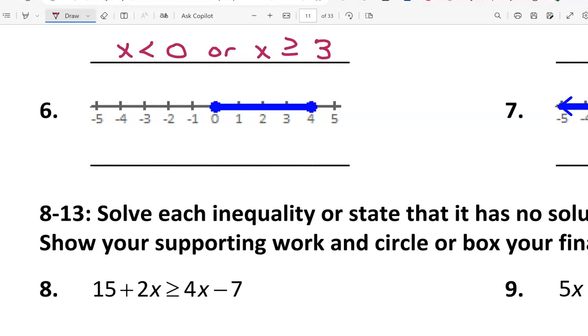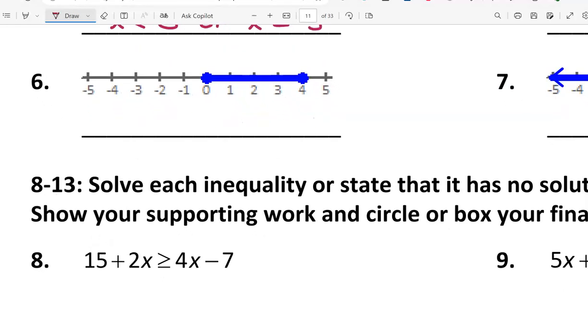And in 6, we see values shaded in between two numbers. They are in between 0 and 4, so 0, x, and 4. Write them from left to right just as you see them on the number line. 0 is less than or equal to x is less than or equal to 4.